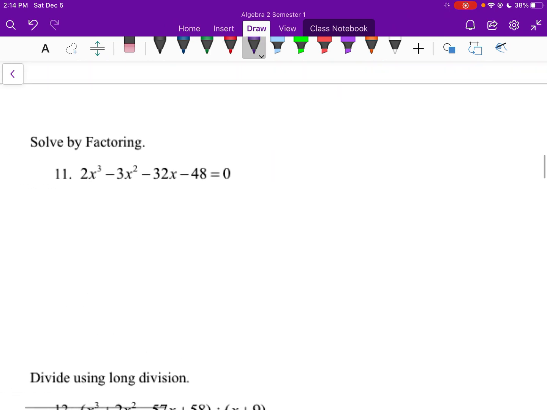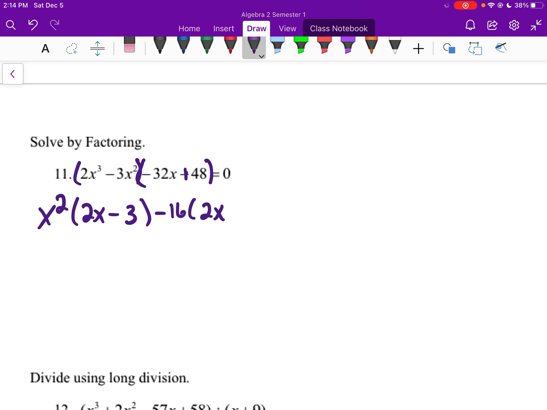So solving by factoring then, in this case we have 4 terms. Whenever we have 4 terms, we only have one method of factoring that, and that is factoring by grouping. Group the first 2 terms. Oh, this needs to be plus 48. Group those first 2 terms, group the last 2 terms. We can factor an x squared out of the first 2 terms, and we get 2x minus 3. And then in the next one, we can factor out a negative 16, and that'll be 2x minus 3.